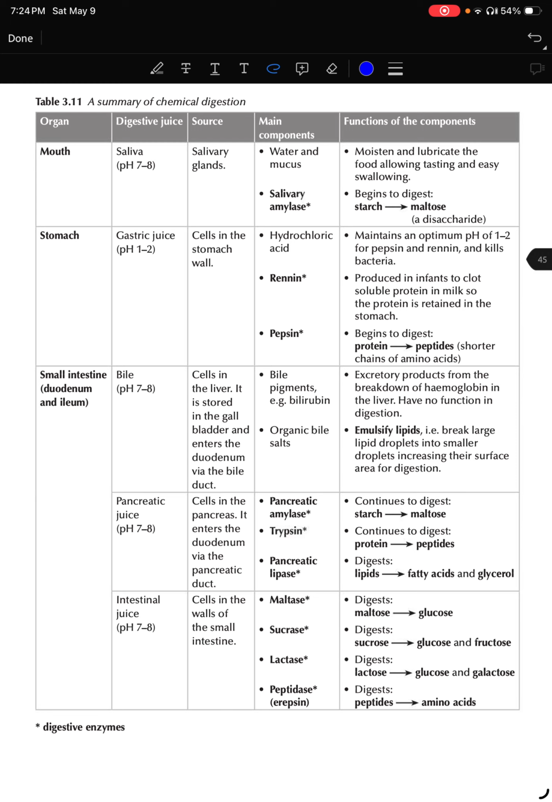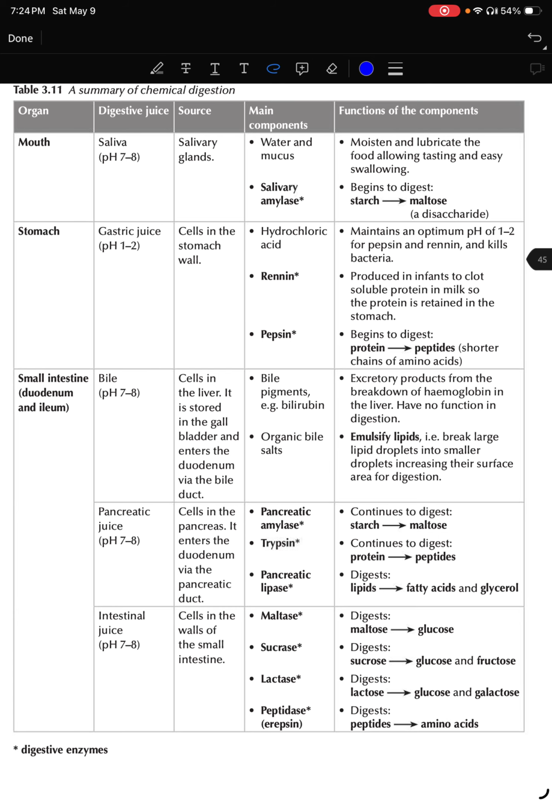Now, when we look at the enzymes that are present, we see the mouth has only salivary amylase, which breaks down starch to maltose.